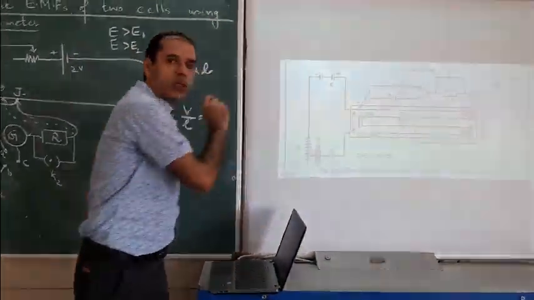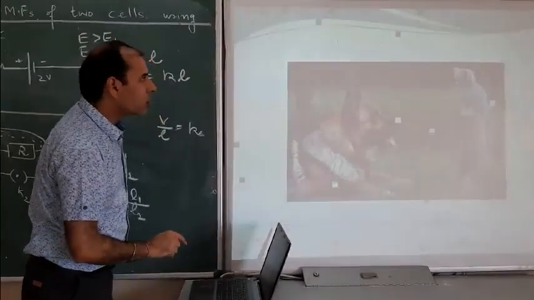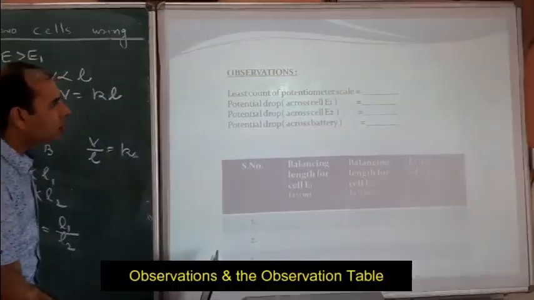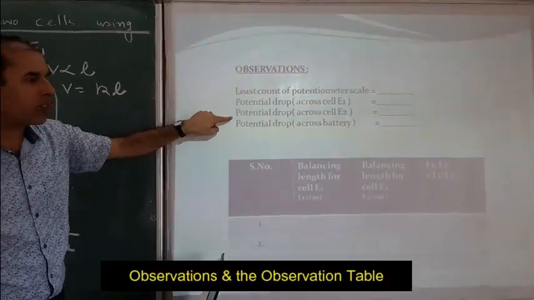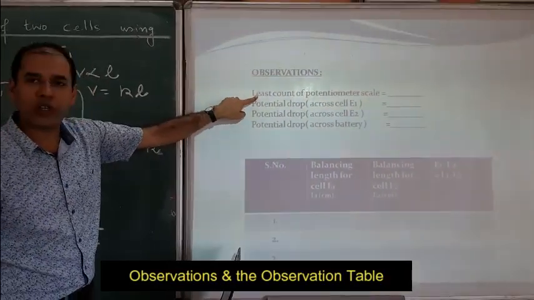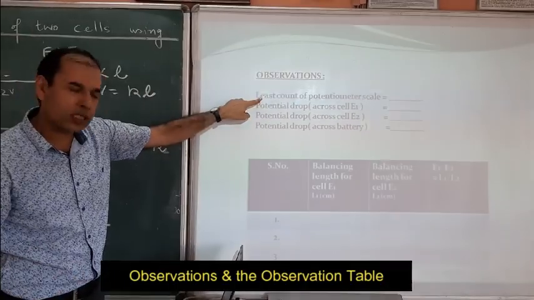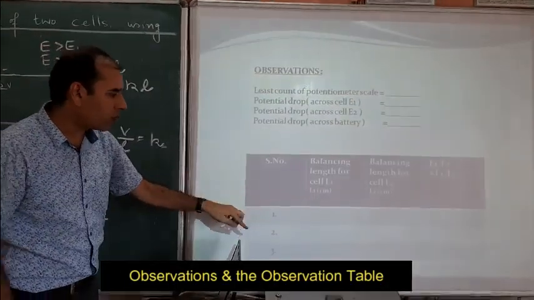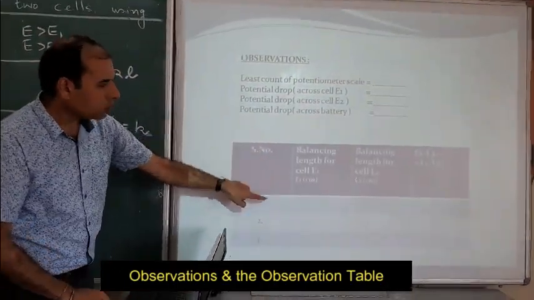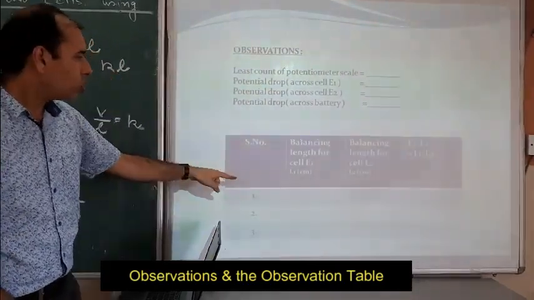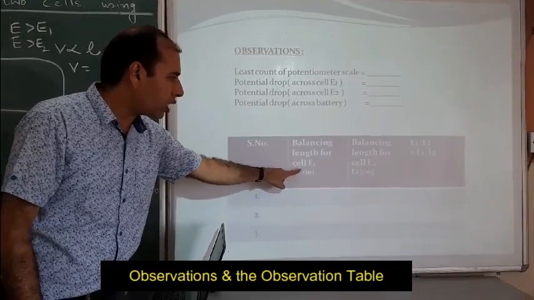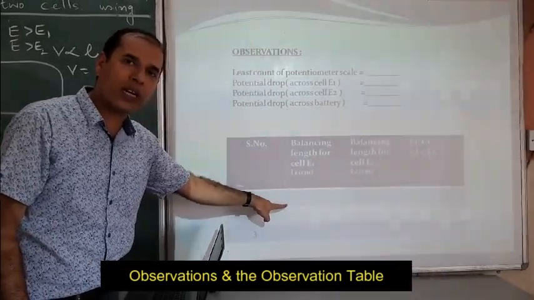We move on to the observation table. You first need to record all the potential drops that we discussed and also report the least count of the potentiometer scale, that is 0.1 centimeters. Now here we have our observation table. In the observation table, you have the balancing length for E1, so you report L1 over here.